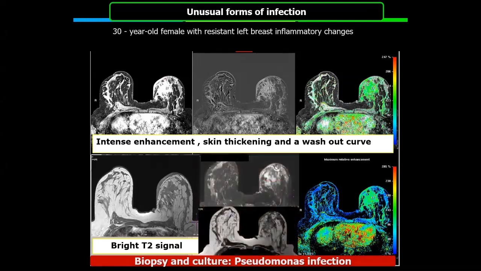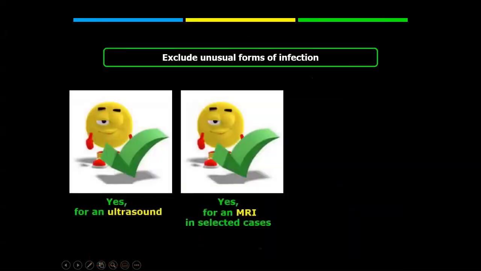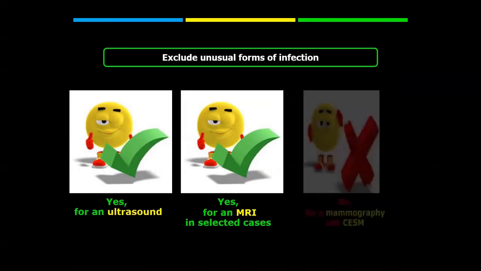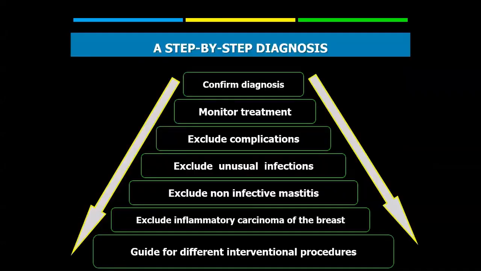And later in the course of her disease, she began to develop actual abscess cavities within the same area seen on the STIR and on the T2 weighted images. So to exclude unusual forms of infection, again, we will say yes for ultrasound and MRI, and up till now, no for the mammogram and for the contrast mammography.